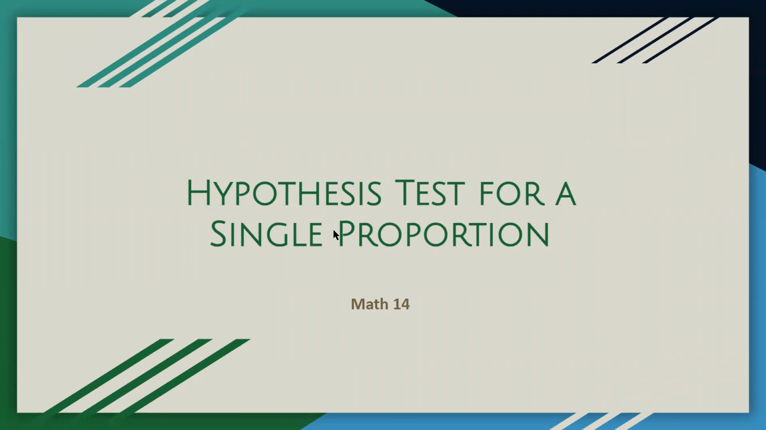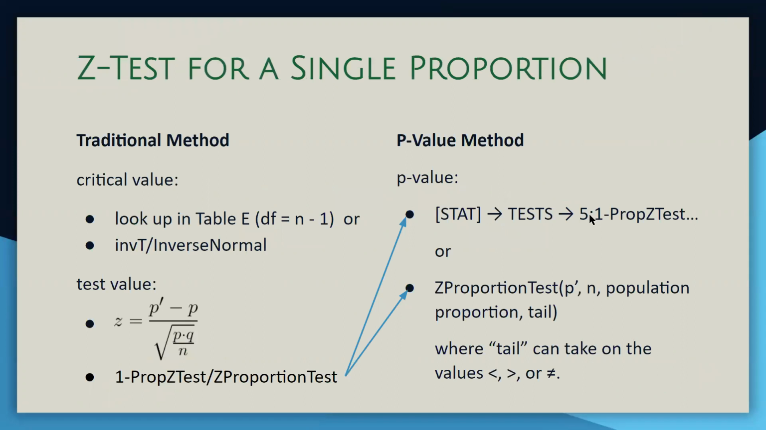Today we're going to talk about hypothesis tests for a single proportion. Just like confidence intervals for proportions, we're using a z-test to run our hypothesis test on a single proportion. So we're back to our standard normal curve.